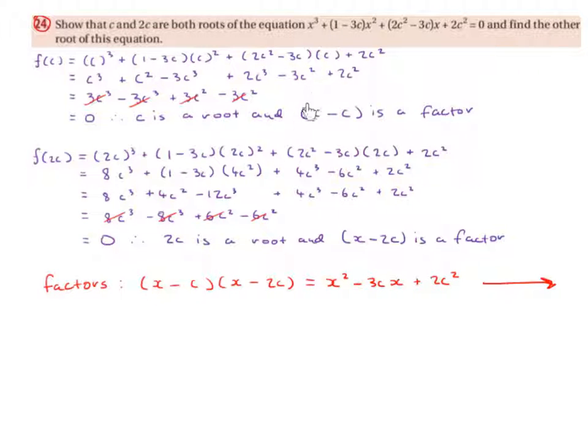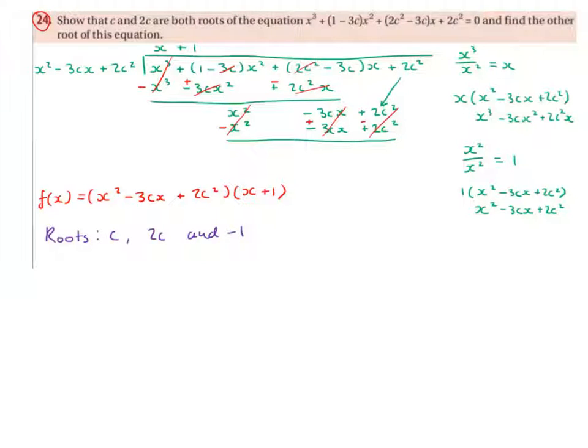So our factors are x minus c and x minus 2c. We multiply these out to get x squared minus 3cx plus 2c squared. So this is now a factor of our equation. So we found our factor to be x squared minus 3cx plus 2c squared, and we're going to divide this into x cubed plus (1 minus 3c) times x squared plus (2c squared minus 3c) times x plus 2c squared, and we're going to use our long division method using the bus stop.